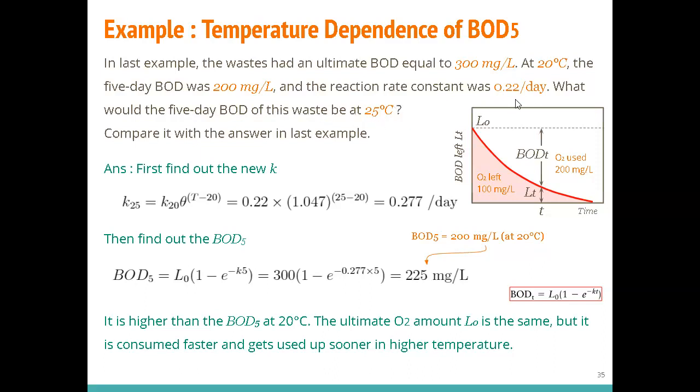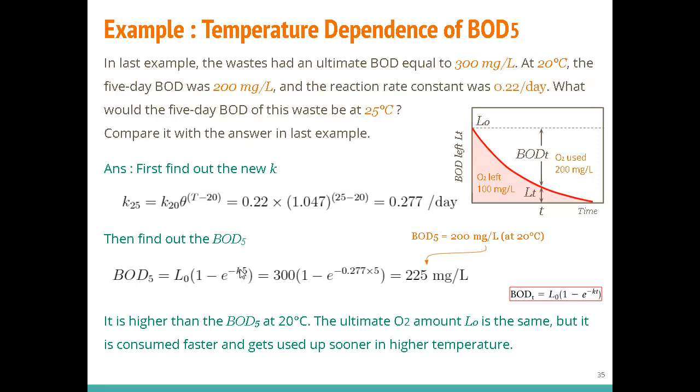Now you have to readjust this 0.22. How do we do that? Substitute that into the equation here, 0.22, and this one is given, 1.047, and then we minus the degree, right? 25 degrees Celsius in your current case, and you will have a higher reaction rate constant. Originally it's 0.22, now it's 0.277. Okay, so we calculate everything in here. Calculate the BOD5 again with the new reaction rate constant.